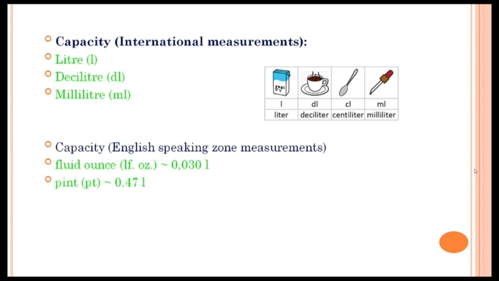The basic international measurement unit for capacity is liter. Smaller than liter are deciliter and milliliter.